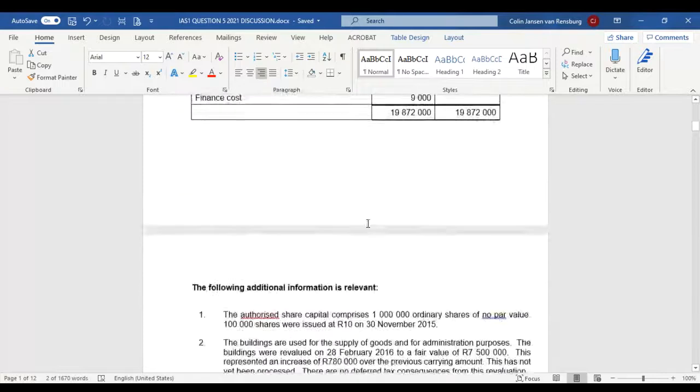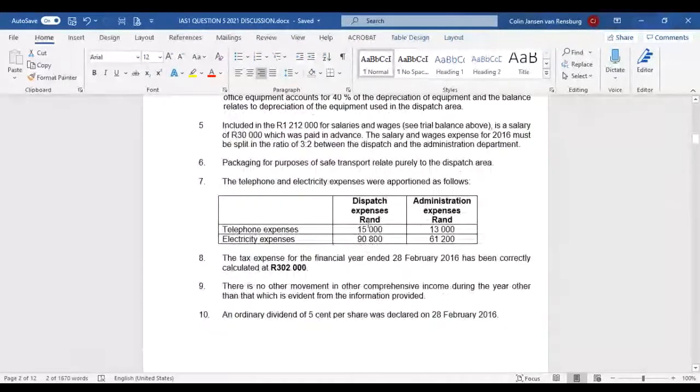Okay, so how are we going to record that, ladies and gentlemen? Let's just go to that paragraph. Number 8, the tax expense. Let's make that income tax expense, just to be very clear. So the income tax expense has been correctly calculated at 302,000 rands. Now, please provide for me an account that we should debit. Remember, expenses are debited, and this expense is accrued, right? We haven't paid it yet. We are just accruing it.